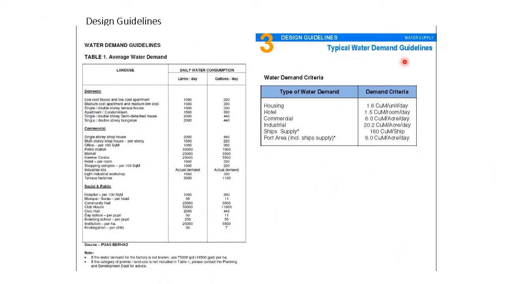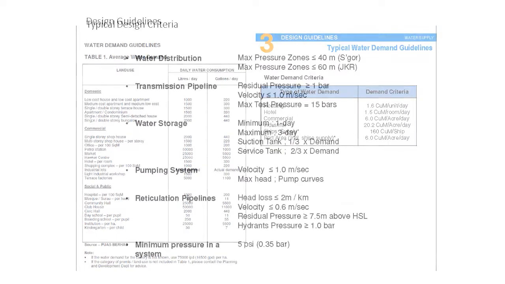This is the typical water demand guidelines. Depends on the type of water demand. For example, housing, hotel, commercial, industrial, demand dia berbeza. Berbeza mengikut jenis-jenis ni.